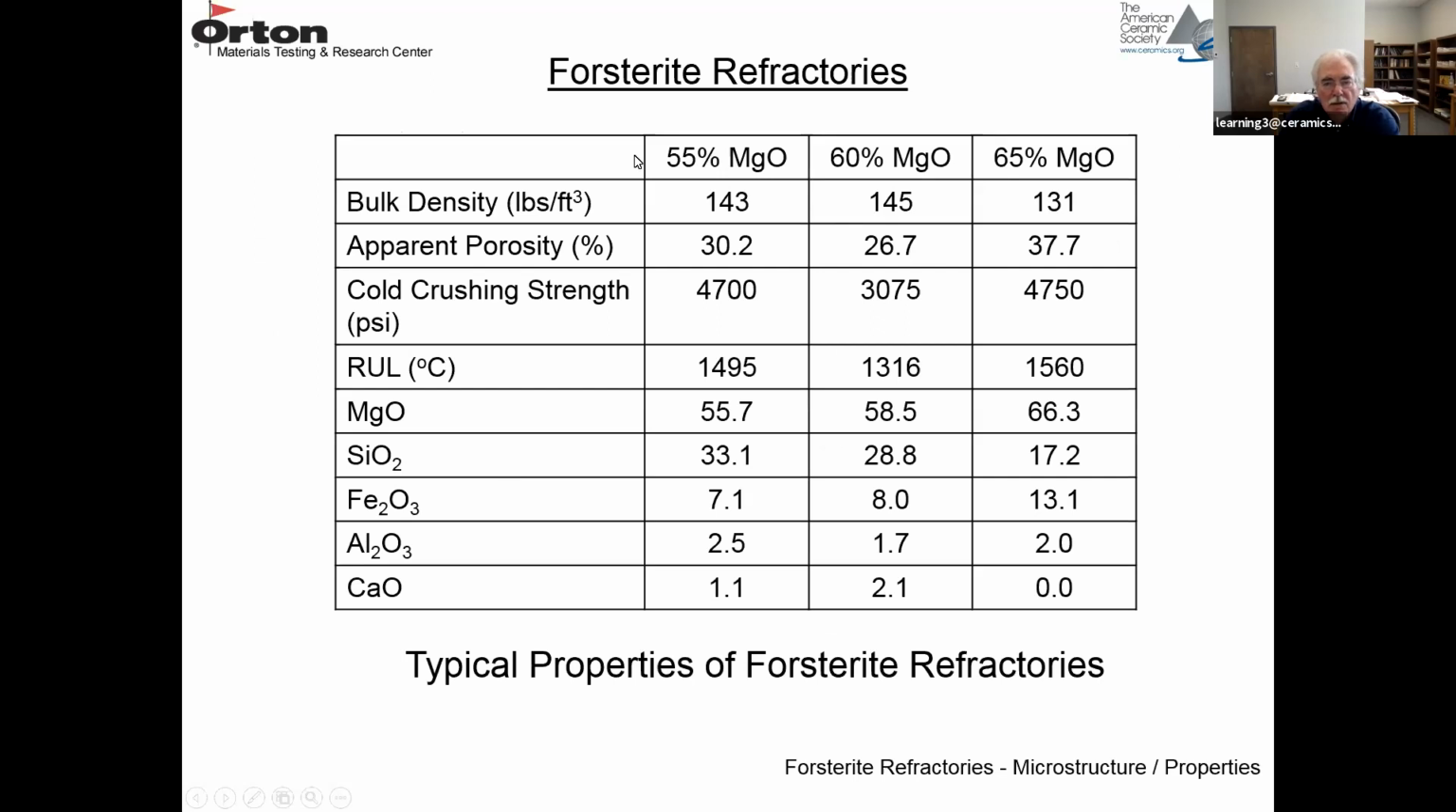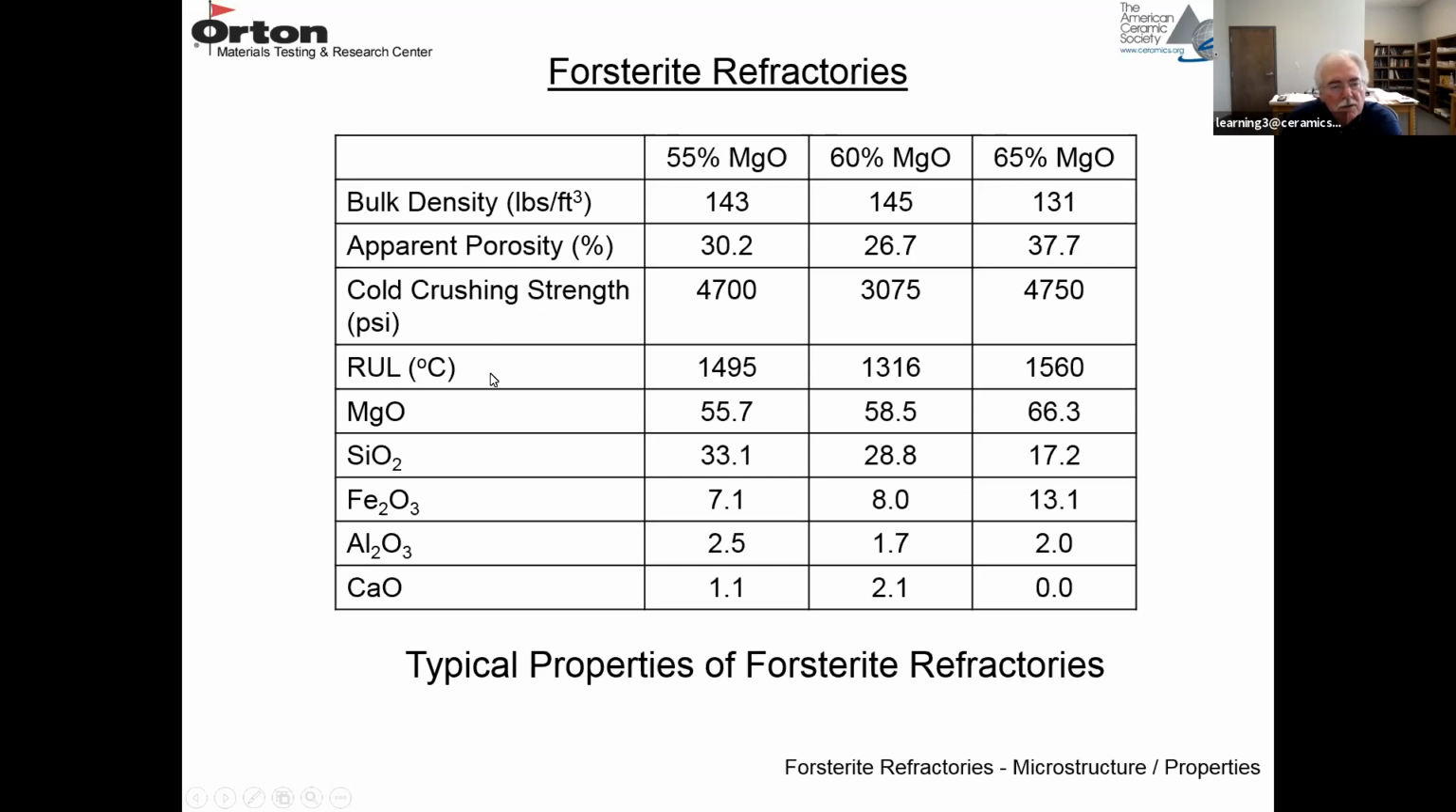So here are 3 phosphorite refractories with different MgO contents, 55, 60, and 65%. Lower bulk densities, around 140 pounds per cubic foot. These have a lot of porosity, around 30%. Cold crushing strength is relatively good because there's a lot of silicate phases present that are rigid at room temperature. So silicate glass gives rise to high room temperature strengths, whether it's cold crushing or 3-point bending.